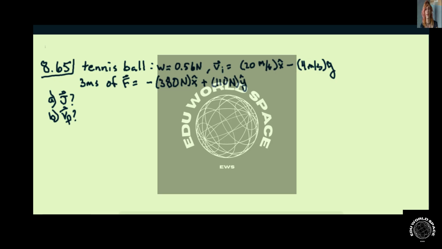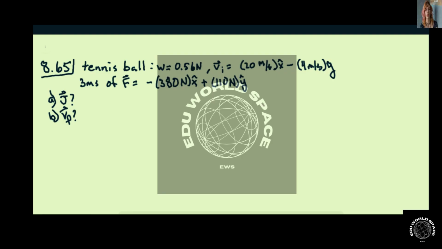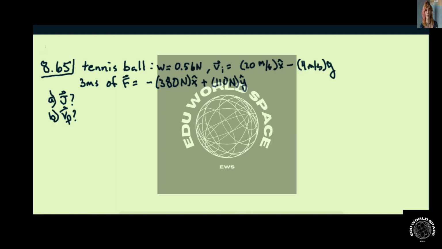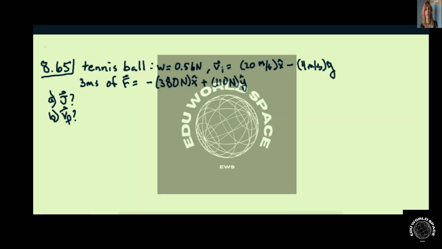Problem 8.65. So we have a tennis ball with a given weight. Careful to note this is the weight, not the mass. It has an initial velocity of this right before it gets hit by a tennis racket, which it's in contact for 3 milliseconds, and it exerts a constant force that's given here. And what we'd like to do is find out what is the impulse that this force produces, and then what is the new velocity of the tennis ball after this force has acted upon it.